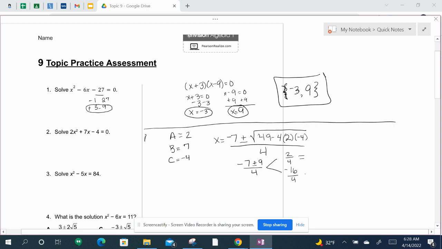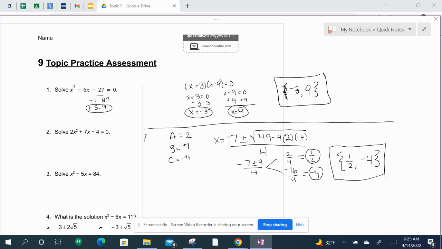And then the last step, I would just simplify each one of these. 2 over 4 becomes 1/2, and negative 16 over 4 becomes negative 4. So my two solutions are the set of numbers 1/2 and negative 4. And again, those can be in any order. This one is actually factorable if you wanted to use the AC method.